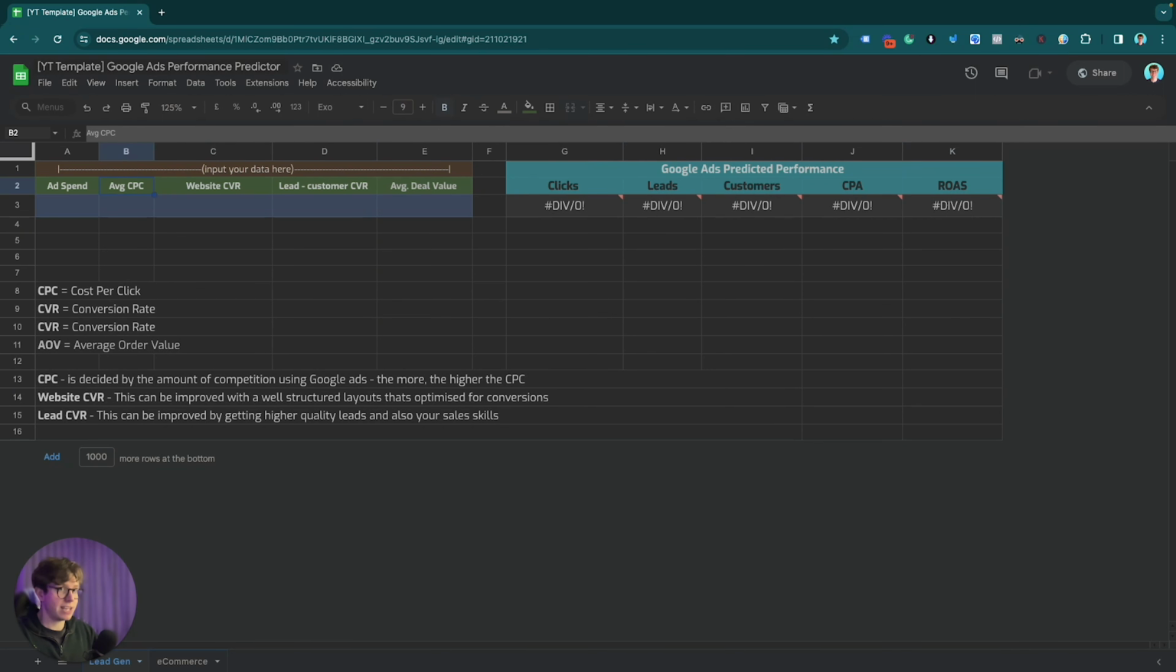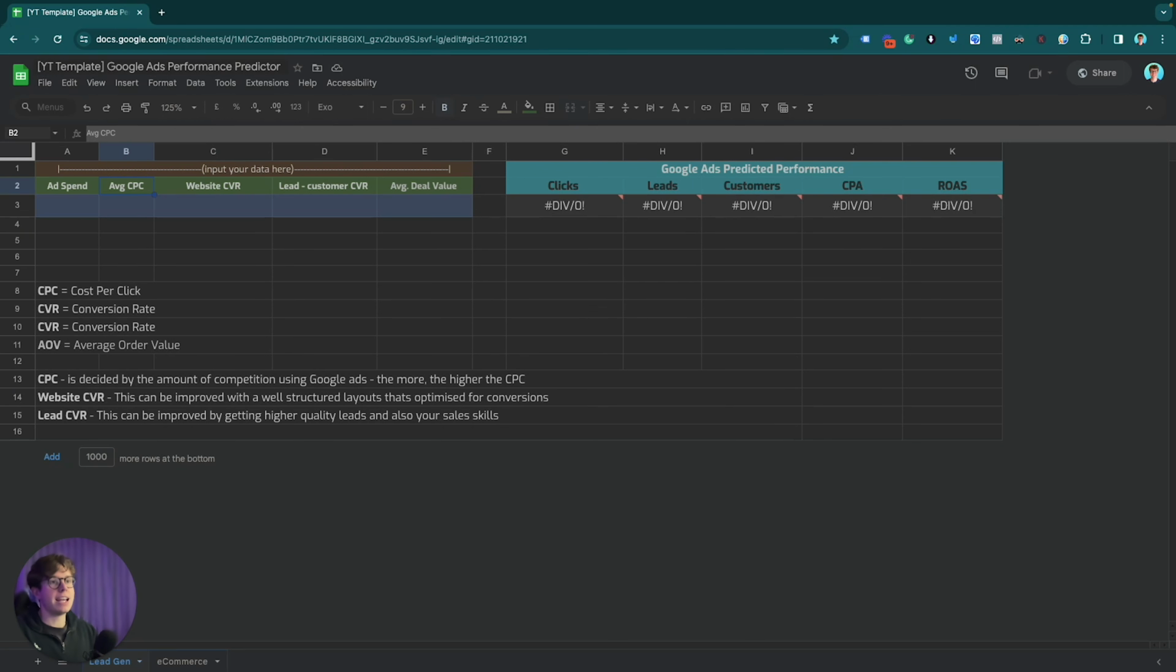And on the left hand side here is the data we need to input. So we start with ad spend. However, ad spend is the one we're going to leave as a variable. We're going to be changing this one so we can see how this affects our performance on the right hand side here. Okay, and then the average CPC, the website conversion rate, and the lead to customer conversion rate, and the average deal value is the data we need to understand, and that's typically going to stay very, very similar. Okay, it's not really going to change too much.